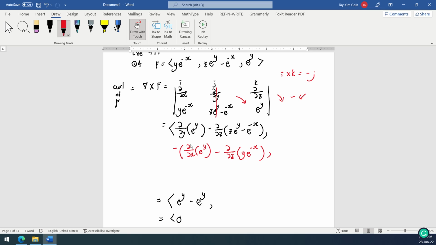When you differentiate with respect to x, y and z are constant, so del/del x of e^y is 0, and then minus del/del z of y e^(-x), where y and x are constant, so 0. So component j is 0. Now we do component k.